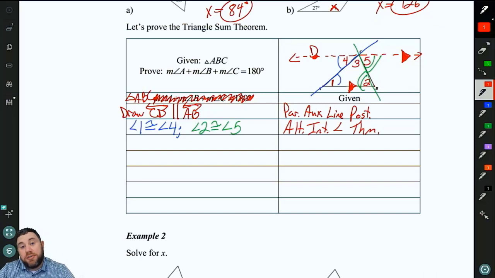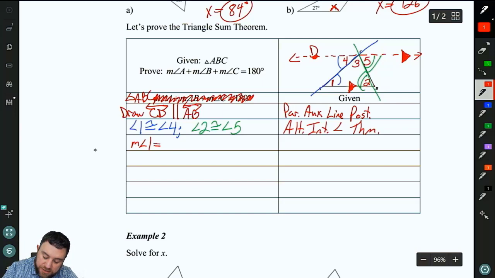Now, if they are congruent, what does that mean? What do you know about congruent things? They have equal measures. So we can say the measure of angle 1 equals the measure of angle 4, and the measure of angle 2 equals the measure of angle 5. And that's the definition of congruent angles.